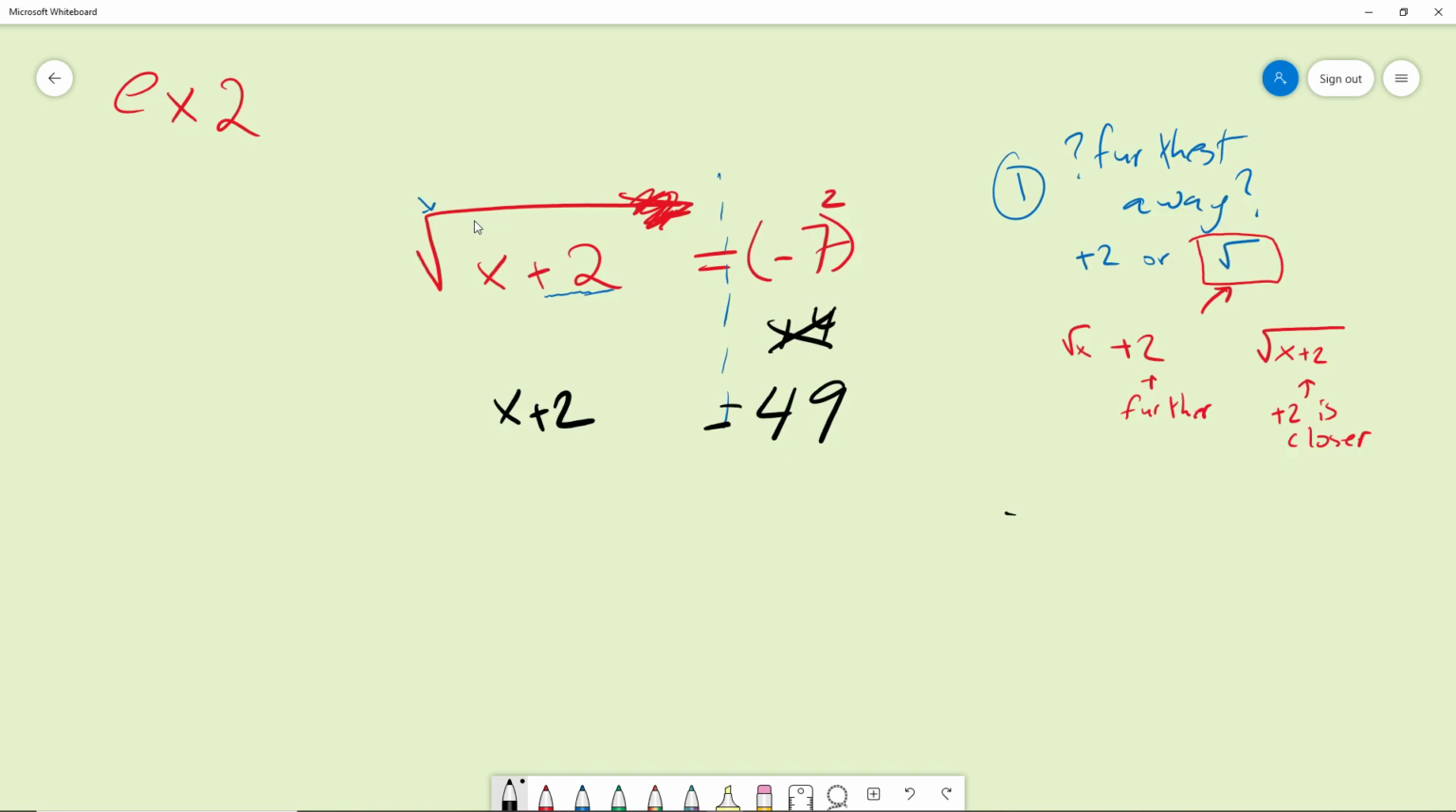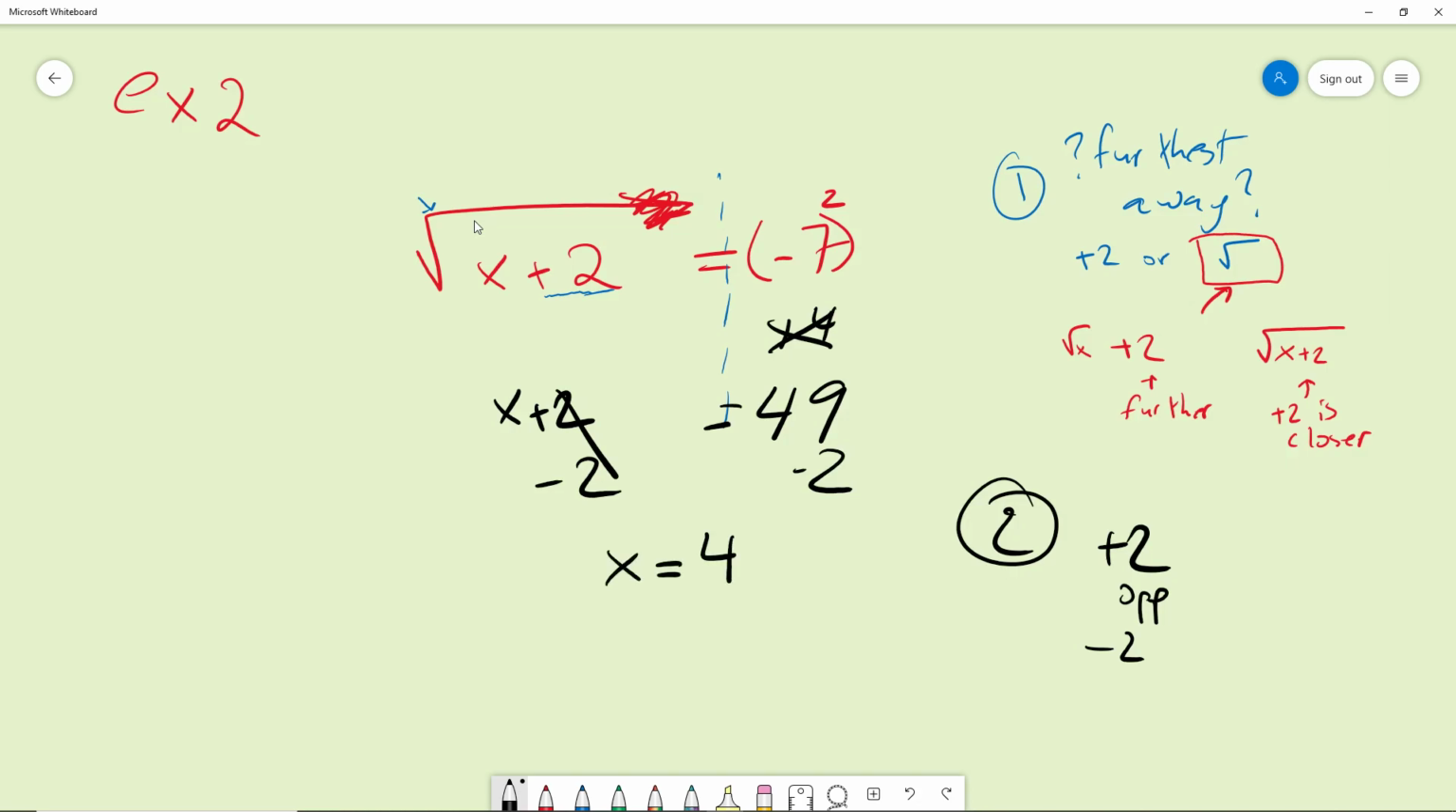Now I could do my second thing away, which was plus 2. And the opposite of that is minus 2. Boom. 49 minus 2. Yeah. Alright.